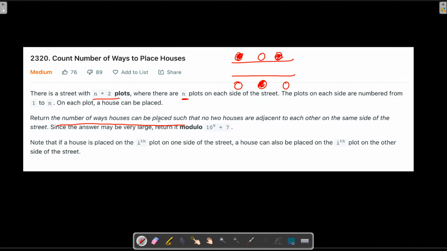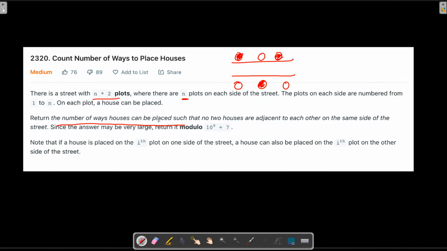Since the answer could be very large, we can return modulo. And this also says that if a house is placed on ith plot on one side of the street, a house can also be placed on ith plot on the other side of the street, which means if a house is here, the other house could also be placed here, which means there is no restriction in terms of what could be placed on either side of the street. The only restriction that we know of is what can be placed adjacent to each other. That's the only restriction that we are given with. So let us see how we are going to solve this problem.